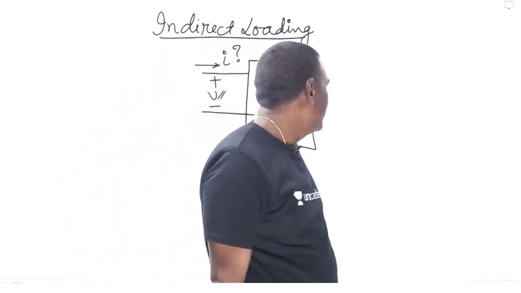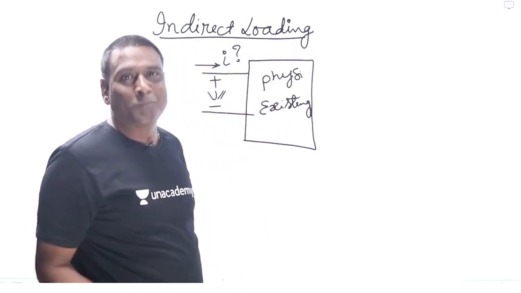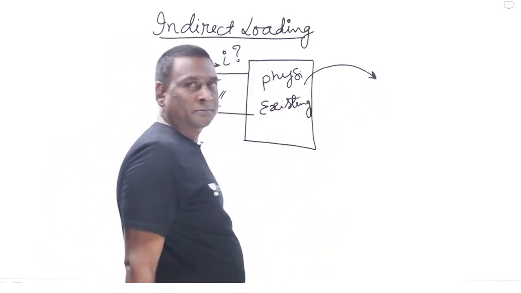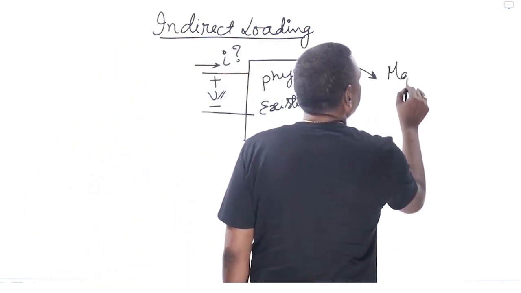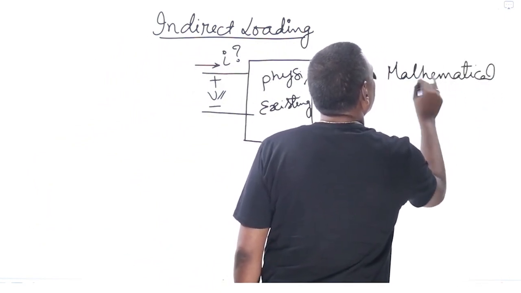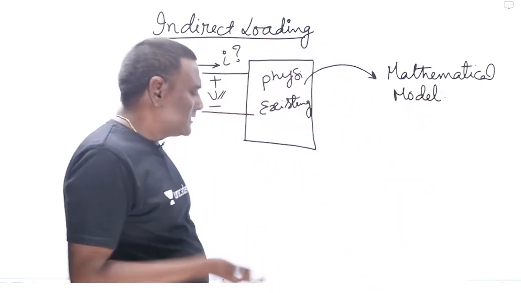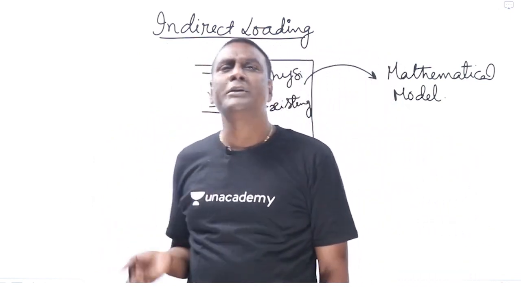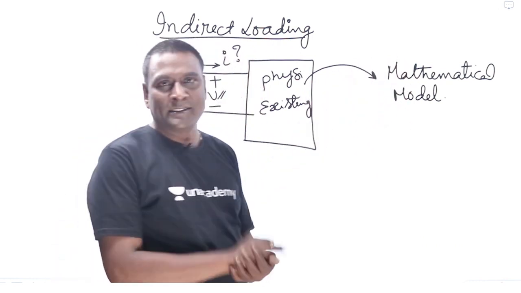What we are going to do in network theory is, directly we don't apply. Direct loading test we are not going to do, because in all cases it is not possible. So we are going to convert this physically existing system into a mathematical model. That mathematical model may contain resistors, inductors, capacitors, and different types of sources, dependent sources, independent sources. Whatever it may be, this mathematical model will be created.